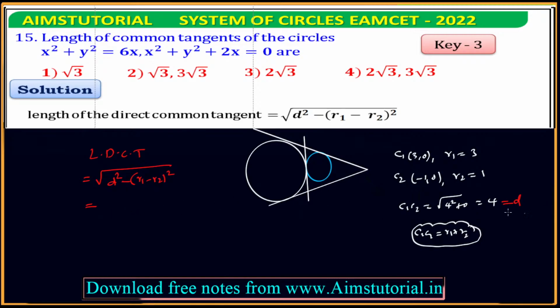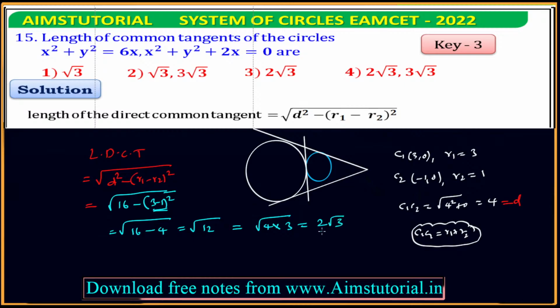So d square is 4 square, how much? 16, minus (r1 minus r2) whole square, 3 minus 1 whole square. So 16, 3 minus 1 is 2, square is 4. So 12. 12 we can write as 4 times 3. And root 4 is 2. So 2 root 3. Therefore, the length of the direct common tangent, or length of common tangent, is 2 root 3. Option 3. Okay.